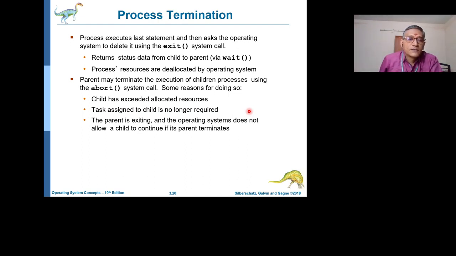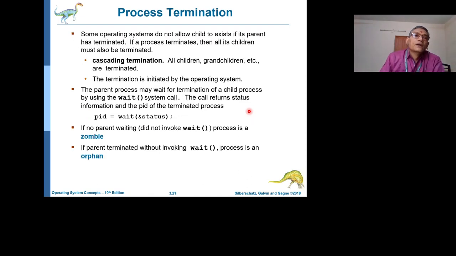Some operating systems do not allow a child to continue if its parent has terminated. If a process terminates, then all its children must be terminated. This condition is called cascading termination. All children, grandchildren, etc. are terminated. The termination is initiated by the operating system.